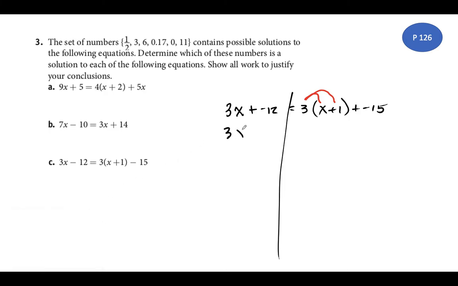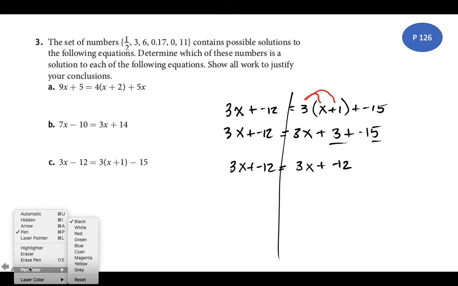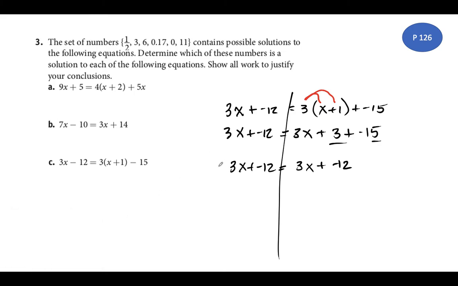And we'd have 3x plus negative 12 is equal to 3x plus 3, right? 3 times x is 3x. 3 times 1 is 3, plus negative 15. I can combine my like terms on this side, and I get 3x plus negative 12 is equal to 3x plus negative 12. I'm trying to get all my variables on one side, so I'm going to eliminate these 3x's by adding 3 negative x's to both sides.